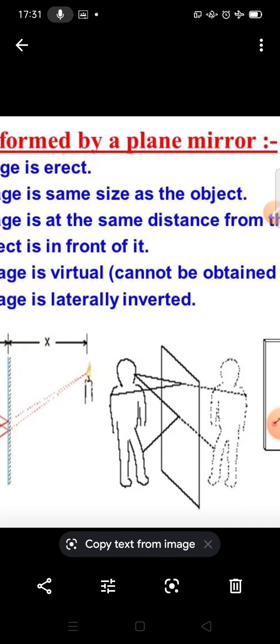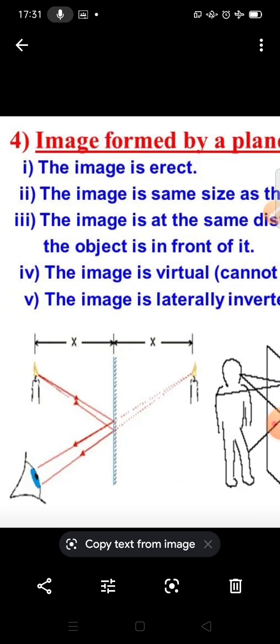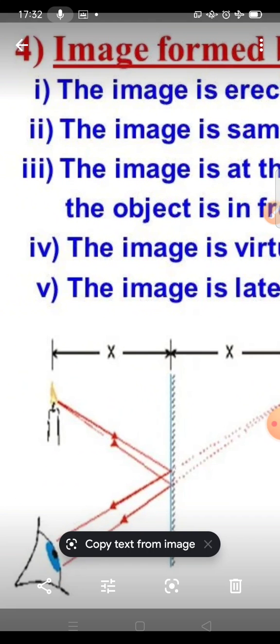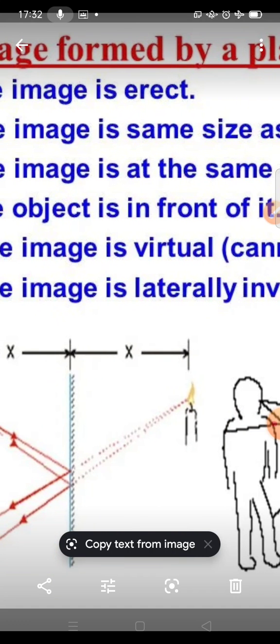When some of these rays fall on the plane mirror, what will happen? They get reflected, depending on the angle of incidence. When you look at the reflected rays, they seem to diverge from a point behind the mirror. You can see there is an object also. You can see the reflected rays seem to diverge from a point behind the mirror.